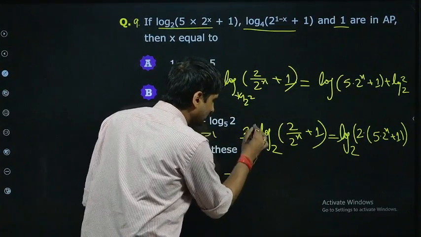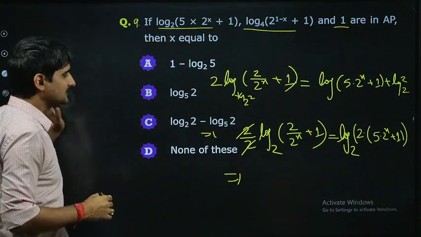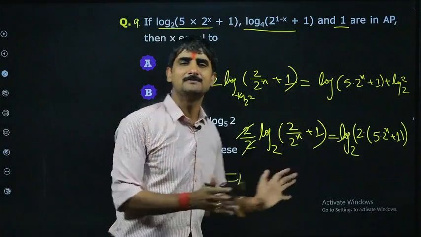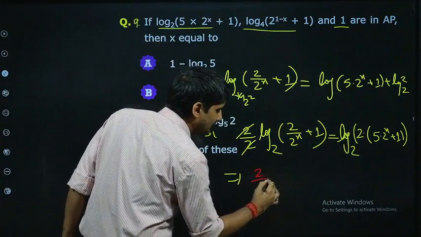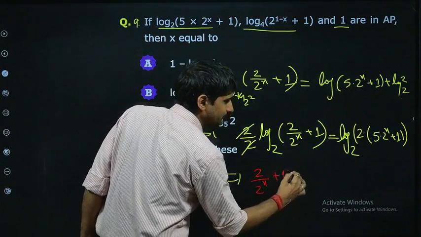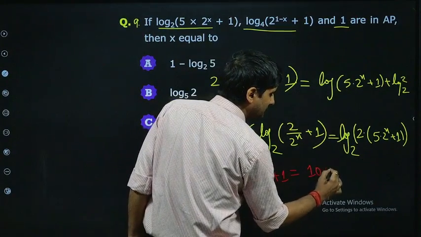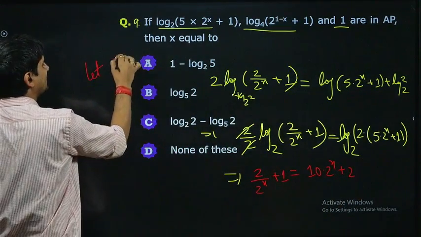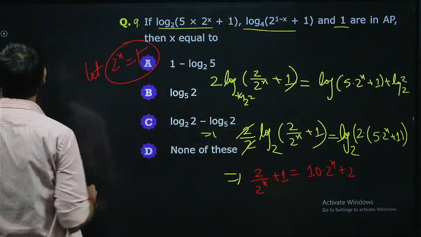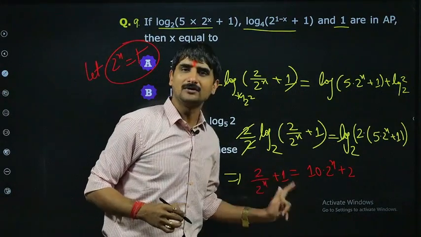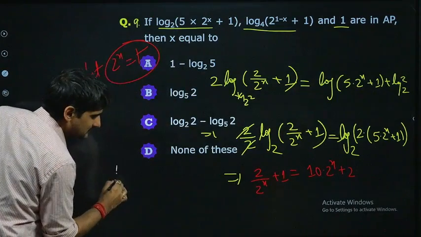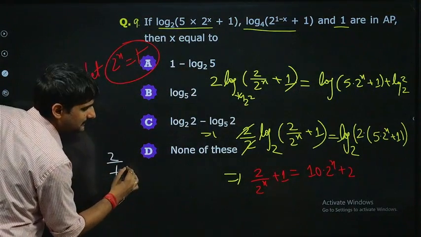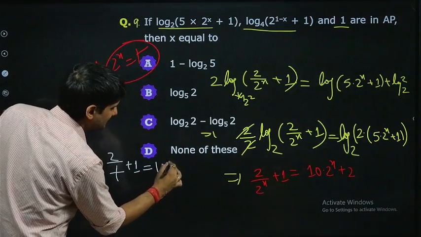Now since log is a 1-1 function, we can remove the function and compare the inputs. So 2 by 2 raised to the power x plus 1 is equal to 10 times 2 raised to the power x plus 2. Now I will say let 2 raised to the power x be t, and we can easily see here that we are going to get a quadratic. Which quadratic is it? 2 by t plus 1 is equal to 10t plus 2.